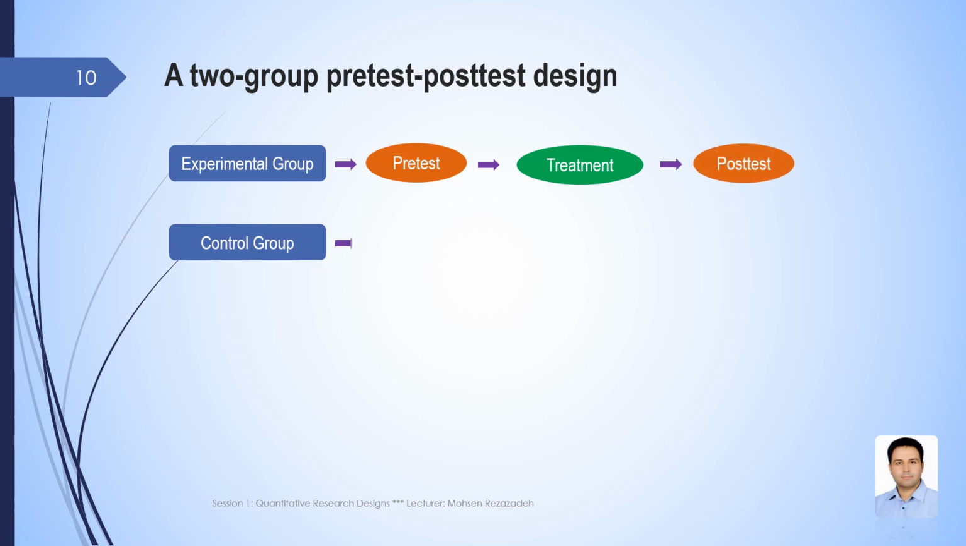In the control group we have again the pretest at the beginning, but we have no treatment, and at the end, just like the experimental group, we have the post-test. So both groups are given a post-test and also a pretest, and then the results are compared.